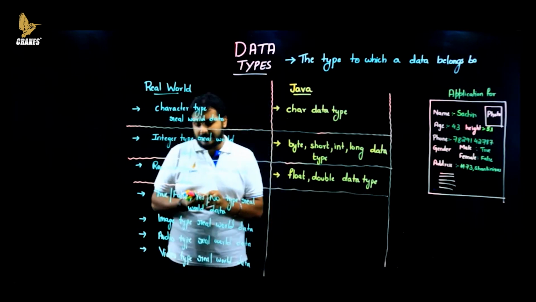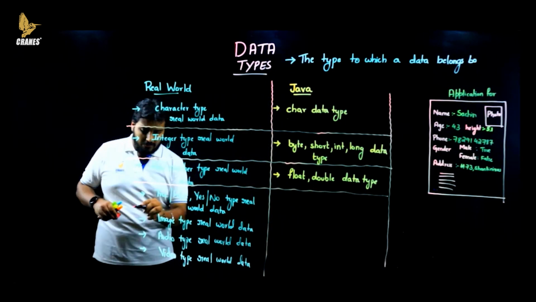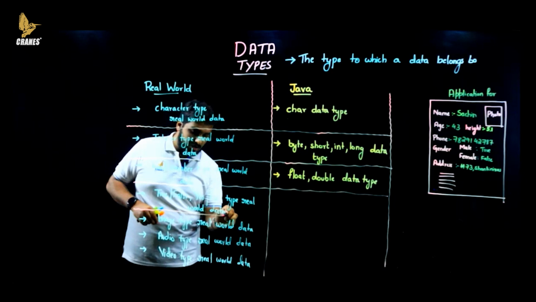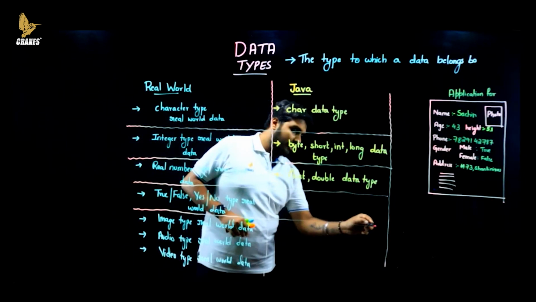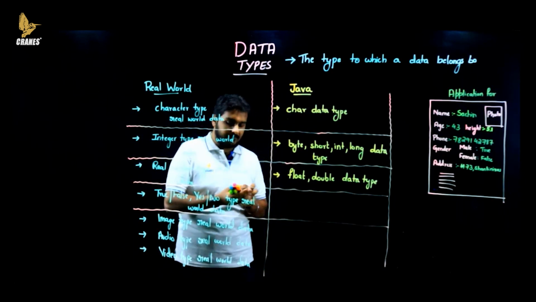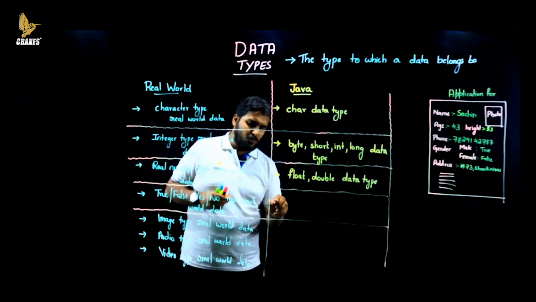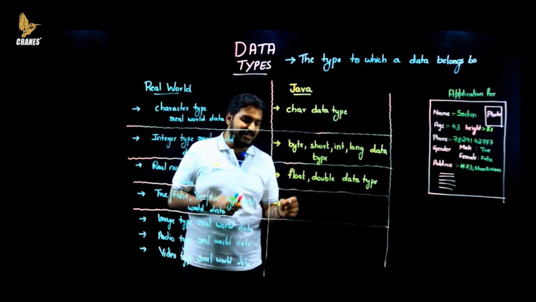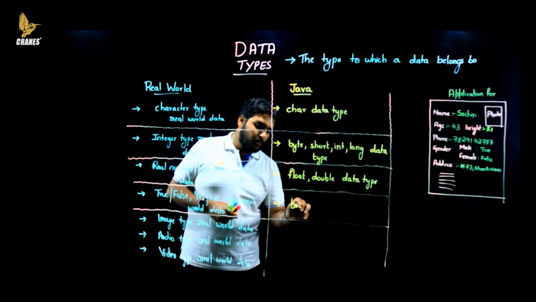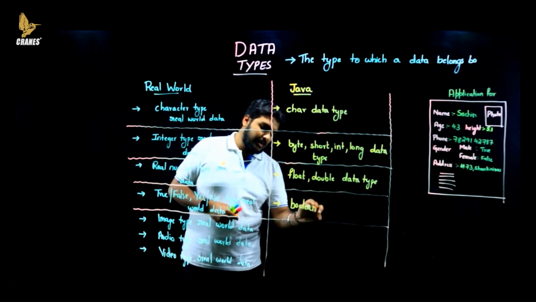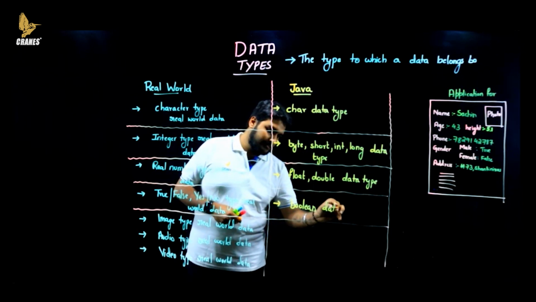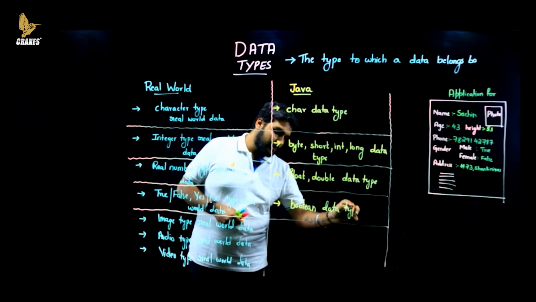Okay, sir. Next, to represent true or false or yes or no type of real world data, what does Java provide? True or false means what? It is a Boolean value. So I will tell Boolean data type is what will be provided.